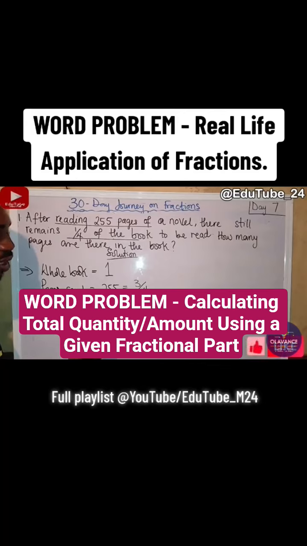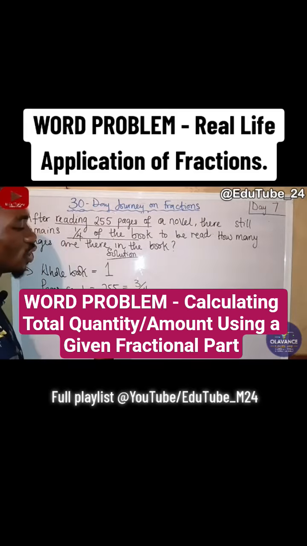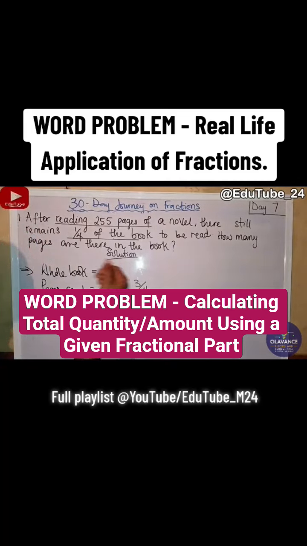This is the fraction of the book that is unread, that is not read. 1/4 of the book is not read. That means the total book is 4/4. So if 1 out of 4 is unread, that means 3/4 is read. And this 3/4 is the fraction of the book that is read, which is equivalent to this 255. So let's go on to the main question of the lesson.